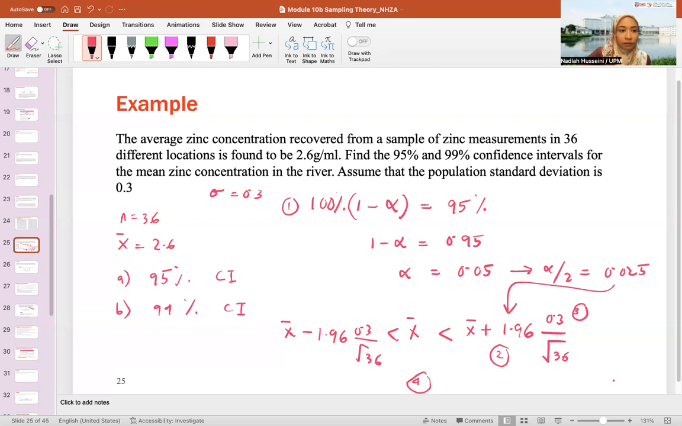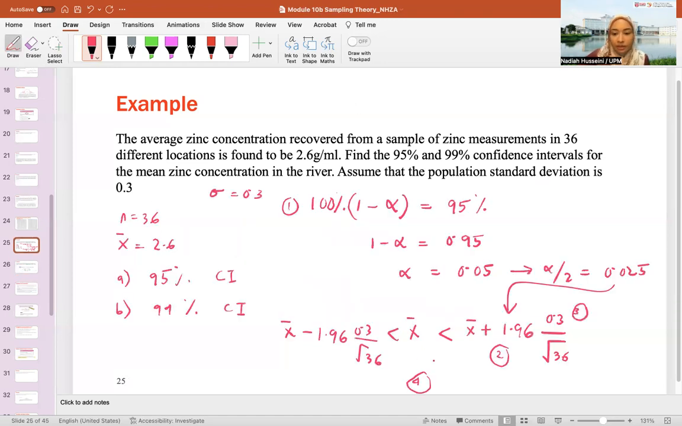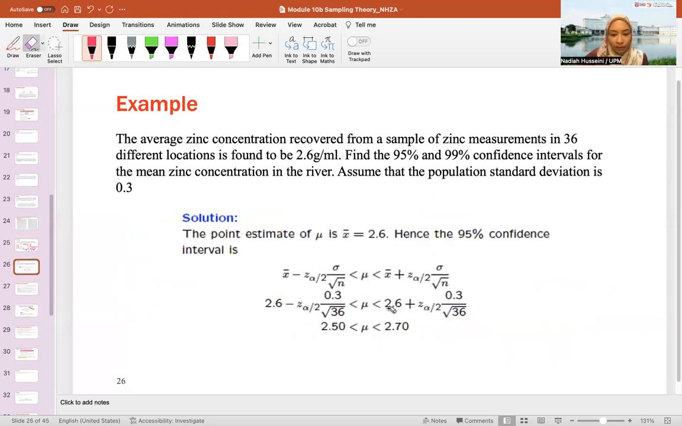So the answer for the 95% confidence interval: our x is 2.6, right? So I should write here 2.6, 2.6, 2.6. So my mean is between 2.6 plus 1.96 times 0.3 over 6, and this is the upper confidence bound, and 2.6 minus the same is the lower confidence bound. I can write this nicely, but let's not do that because we already have the solution. So finally, we get that our sample mean is between 2.5 and 2.7.